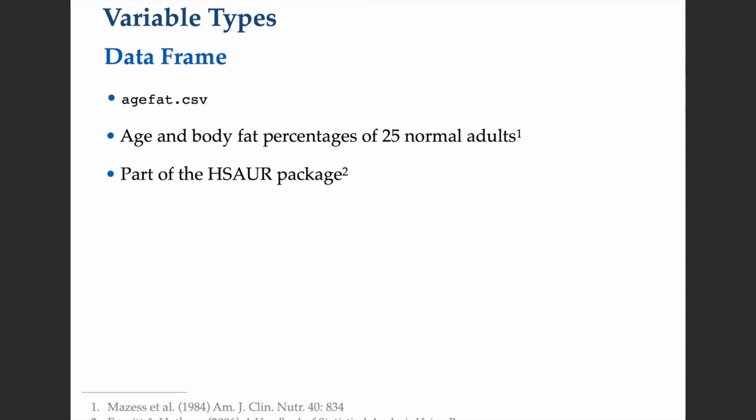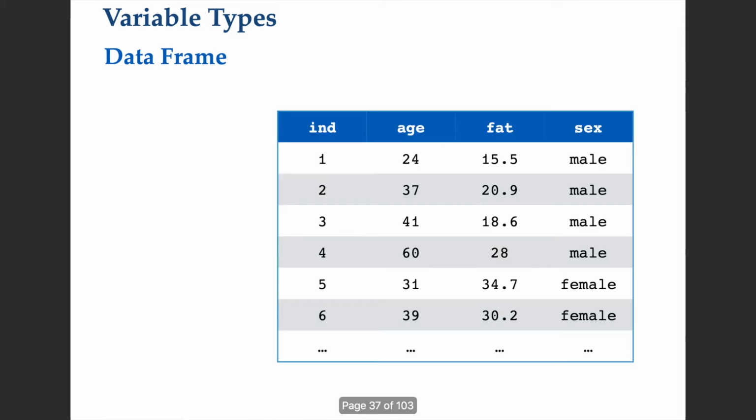To show you some of the nature of data frames, we're going to use a file called agefat.csv. You can download this from the course Brightspace page, and then to use it, you need to set R's working directory to the folder where you have saved this agefat.csv file, and then you'll be able to read it into R, and I'll show you the commands for how to do that in a minute. This file contains age and body fat percentages of 25 adults. And the data look like this.